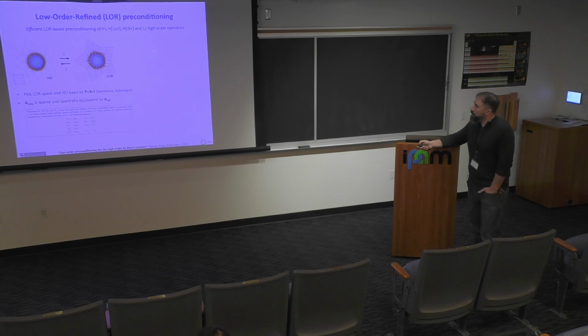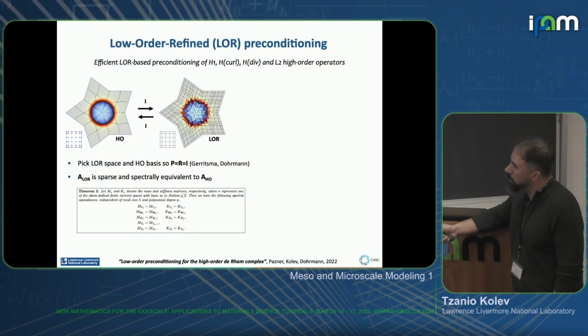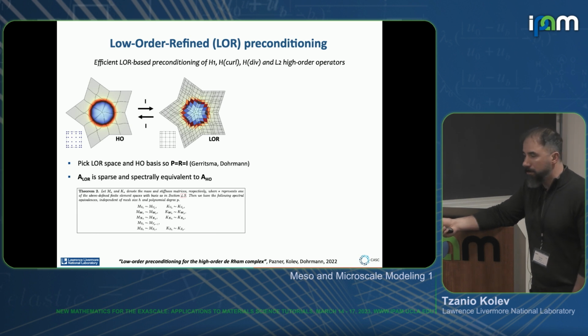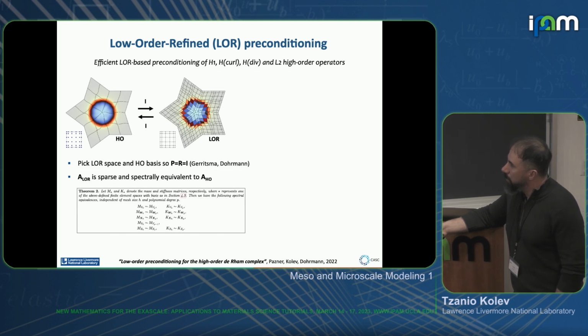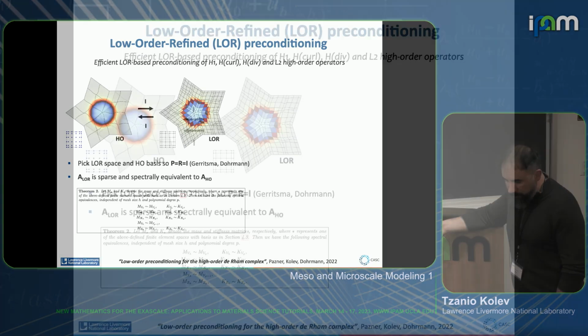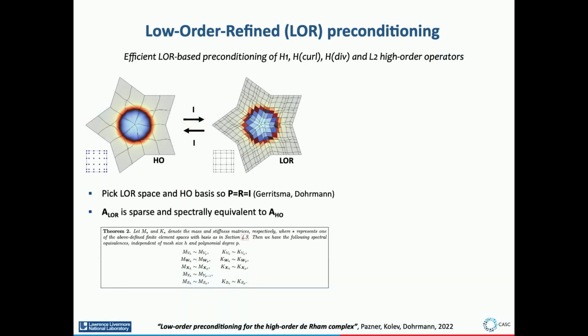Now it turns out that if you define a proper higher order basis, which is not for H1, for nodal degrees of freedom, this was well known, but for the other spaces, for H curl and H div, this was not known until recently. If you define the proper basis, your mass and derivative operators, so mass and stiffness matrices, will be spectral equivalent on these two meshes. And this holds for H curl, H div, and L2, including some DG discretizations for diffusion.